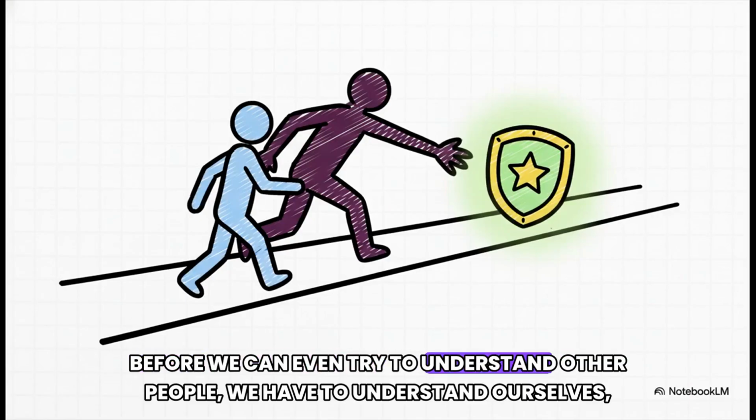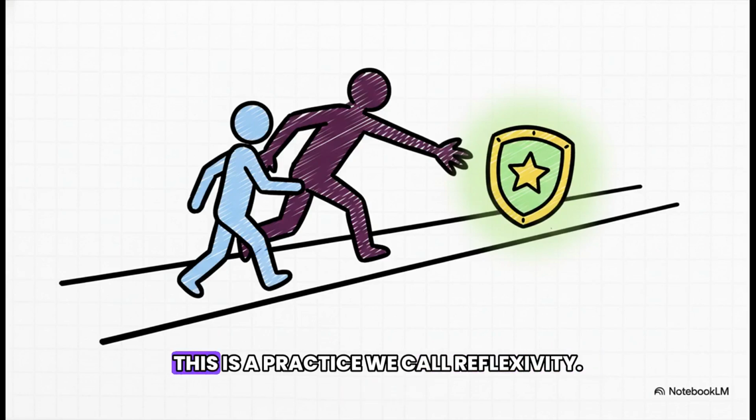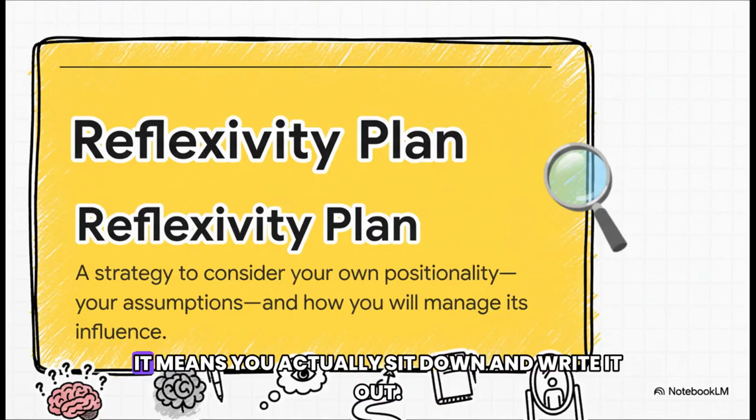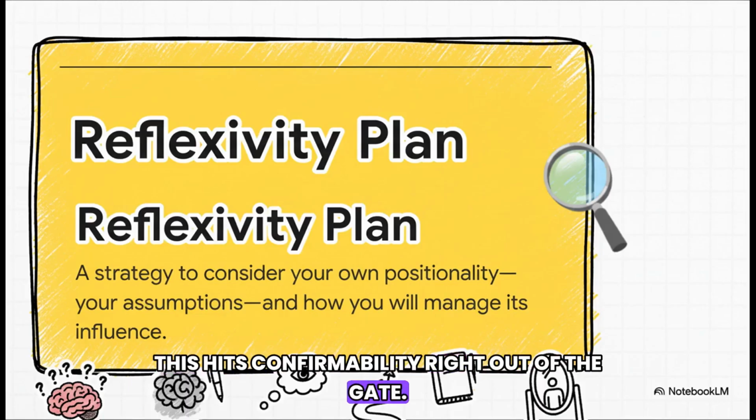Before we can even try to understand other people, we have to understand ourselves, our own baggage, our assumptions, our biases. This is a practice we call reflexivity. So a reflexivity plan is you being proactive. It means you actually sit down and write it out. Ask yourself, who am I? What's my relationship to this topic? What do I already believe to be true? And then how am I going to track this? Am I going to keep a journal? This hits confirmability right out of the gate.